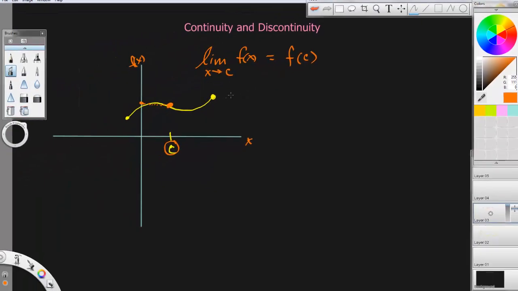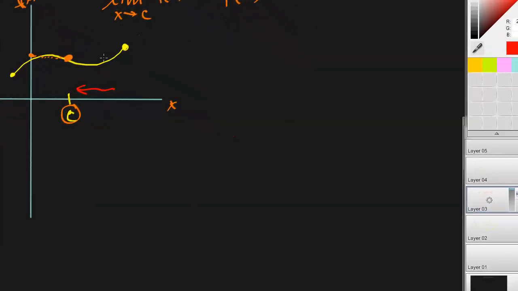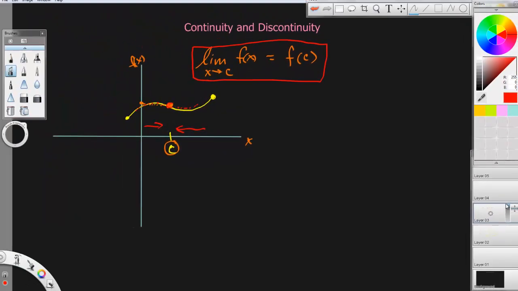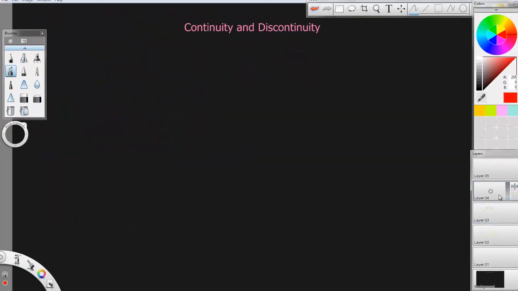So as I approach this from this direction, it's going to approach this point here. And as I approach it from this direction, it's also going to hit this point. And if I just flat out plug it in the function, whatever value this is, it's going to be the same as the limit. So the limit has to equal the function evaluated at that point. All right, now let me show you another example.